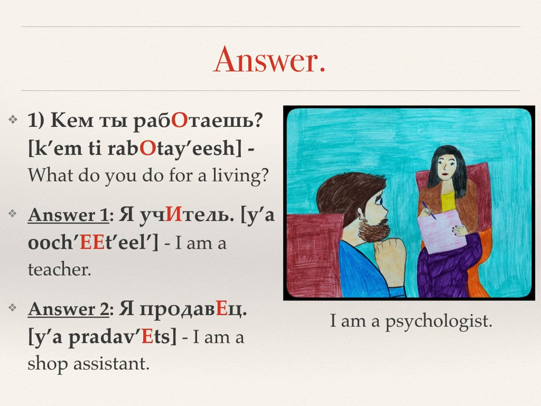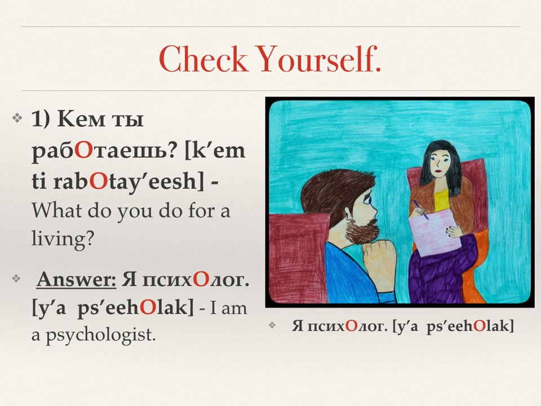Pause the video, look at the picture on the right and answer the question. The next slide will help you check yourself. Кем ты работаешь? Check yourself. Number 1. Кем ты работаешь? What do you do for a living? Answer. Я психолог. I am a psychologist.